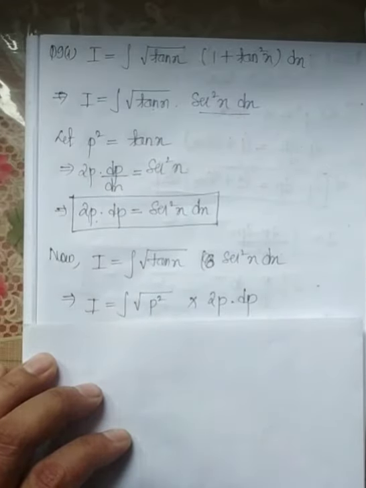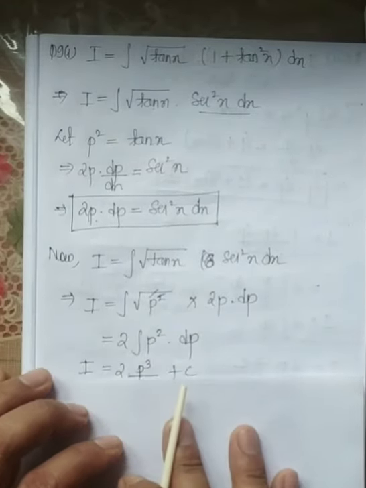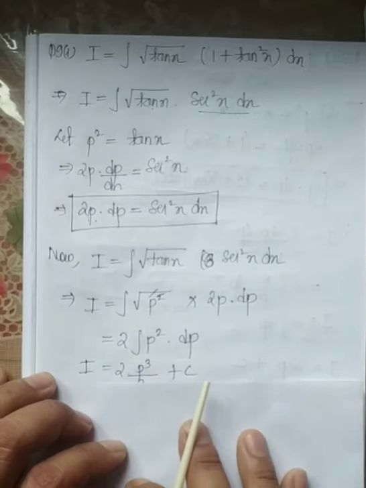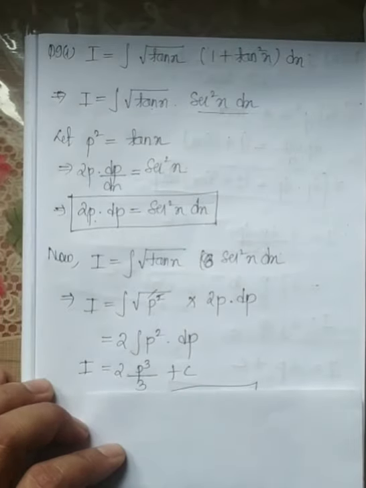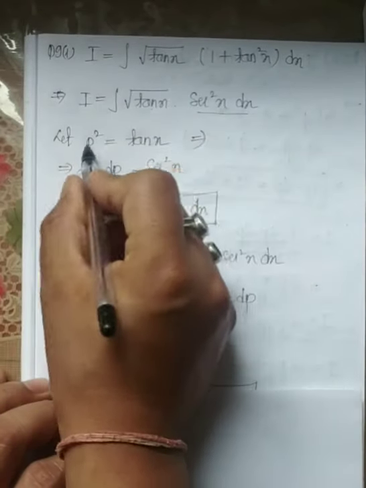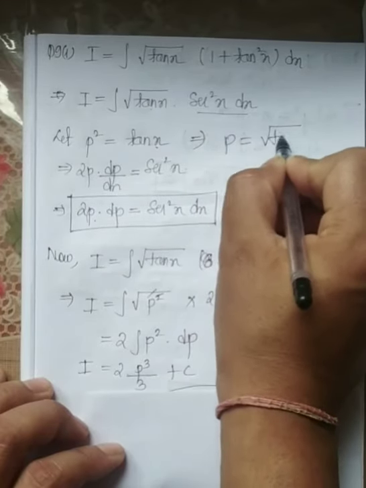Now p square and square root get cancelled out. Okay, 2 is a constant, bring it outside. So integration of p square means 2 into p cube by 3 plus c. Now finally, what is the value for p again from here? P square equals tan x. So what is the value for p? Root over tan x, no?